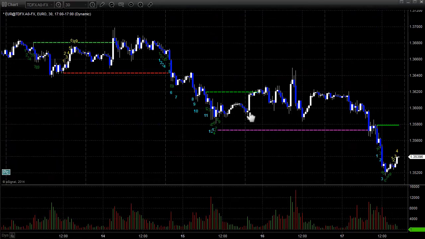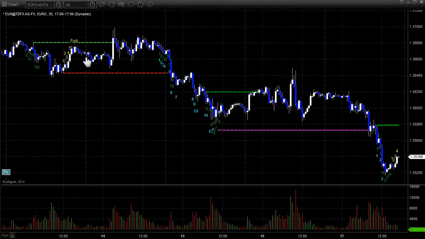Here's the euro dollar for the week. You can see 180 pips of range from high to low for the week, and there are some spikes, a spike to the high. So if you back that out and the quick touch of the lows, it's more like maybe 160 pips, 150, not that much.